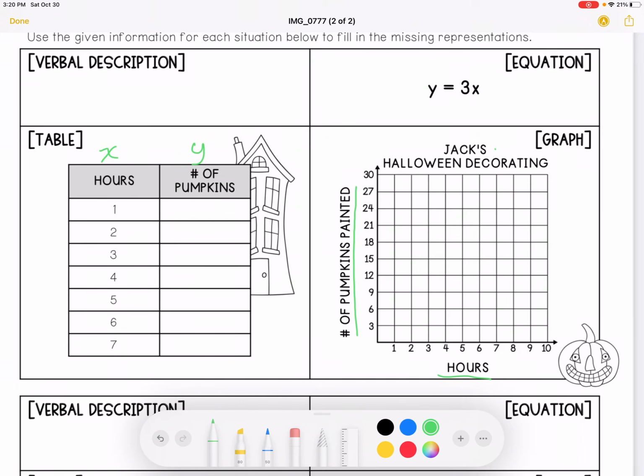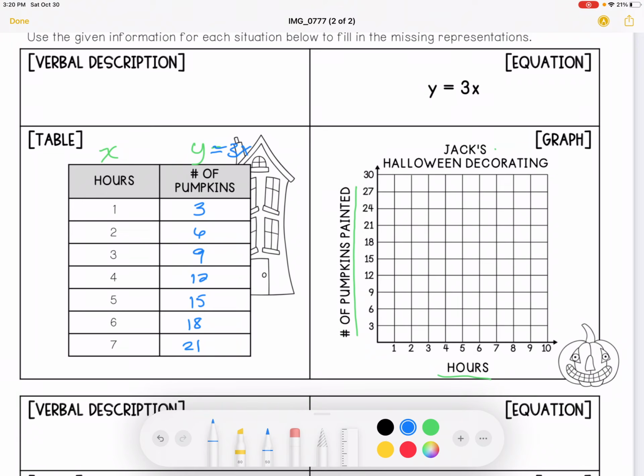So we can use our y equals 3x. We can put that in here, y equals 3x, to fill in our table. Now, in 1 hour, we can do 3 pumpkins. In 2 hours, 6. 3 hours, 9. 12, 15, 18, and 21.